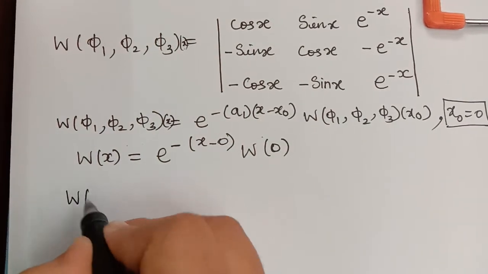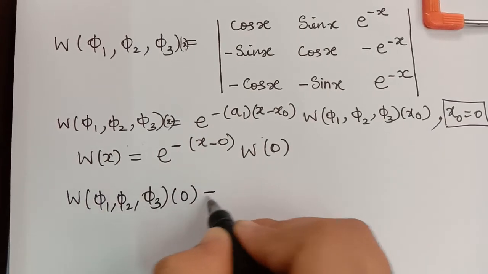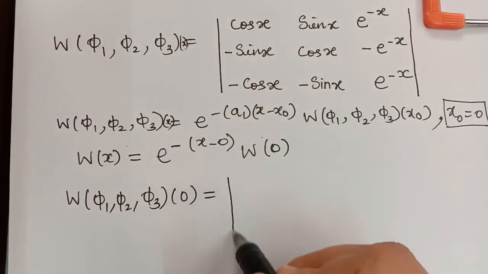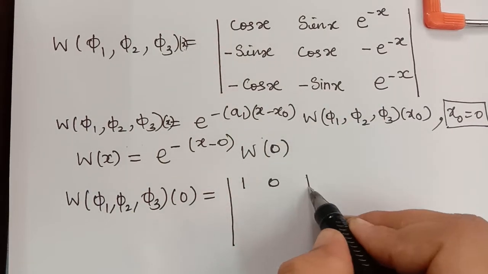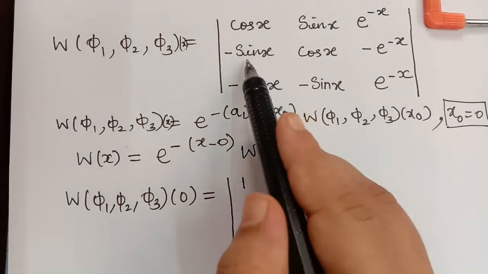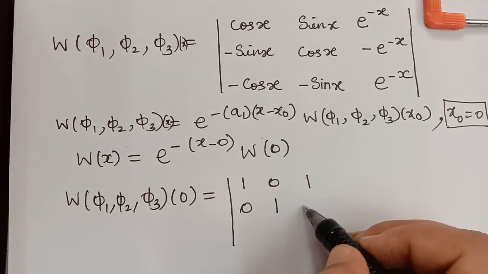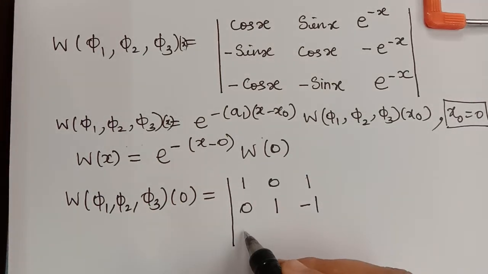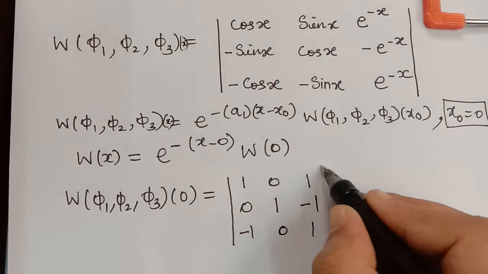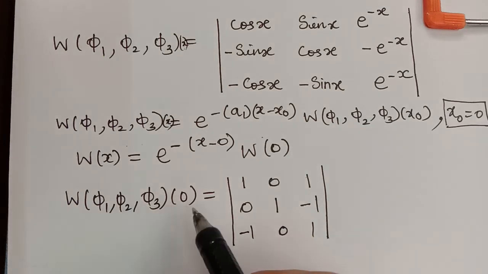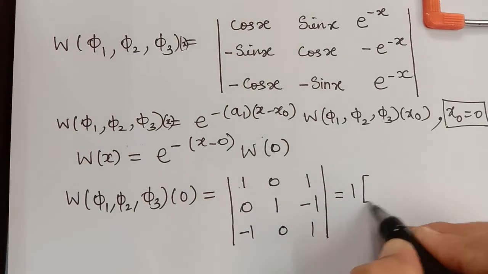So when x takes the value 0, phi 1, phi 2, phi 3 of 0 is equal to, whenever x is 0, this determinant becomes cos 0 is 1, sin 0 is 0, e power 0 is 1. And then here we have sin 0, so 0, cos 0 is 1, e power 0 is 1, but we have a negative sign there, so negative 1. And here cos 0 is 1, so negative 1, sin 0 is 0, e power 0 is 1. The value of this determinant gives us the Wronskian of 0. We can just expand this, taking the first column, to find the determinant.